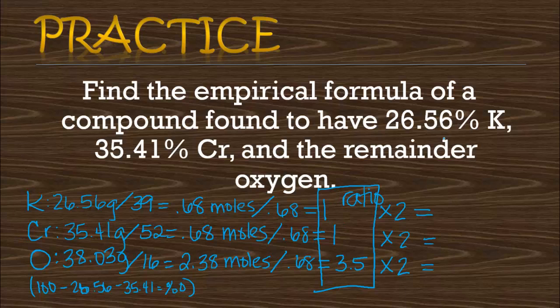So when I multiply these then all by 2, I'm going to get my new ratio of 2, 2, and 7. So this is the ratio I'm going to use to then build my compound. So my compound is going to be K2Cr2O7, which if you go to name it is potassium dichromate.